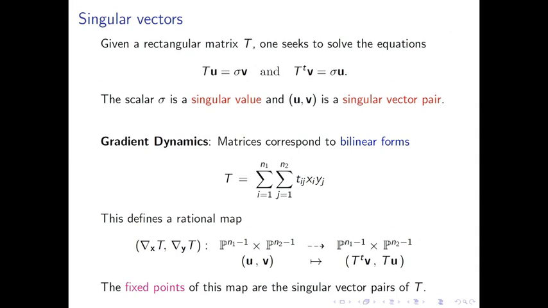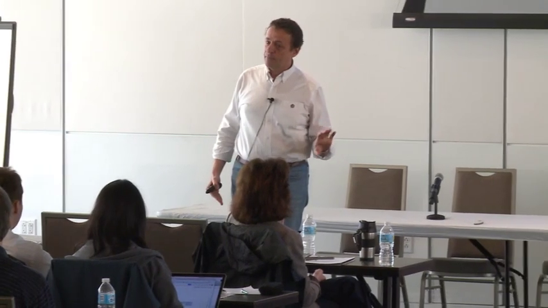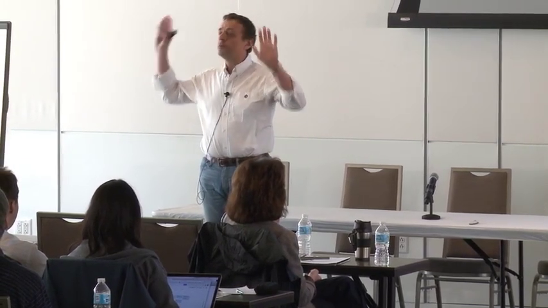The fixed points of this map are the singular vector pairs. To be a fixed point of this map means exactly to satisfy these equations. So we have taken the definition of left and right singular vector pairs, and we recast them as fixed points of a self-map. But unlike in the eigenvector case, where we had a self-map of a projective space, now we have a self-map of a product of two projective spaces.